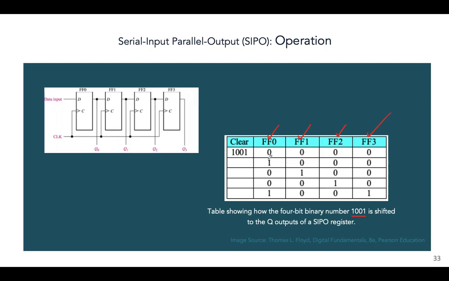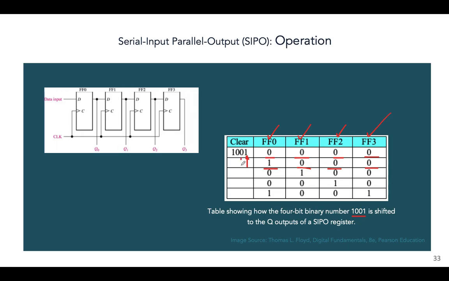So initially, your flip-flop is cleared. All the outputs are 0. And then the first bit goes in. This one, it goes in. Stored in the first one. The rest of the outputs are still 0. They have nothing to output.